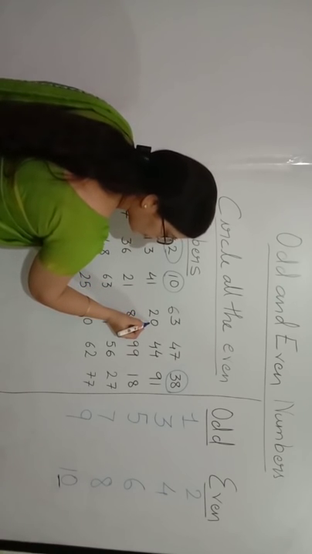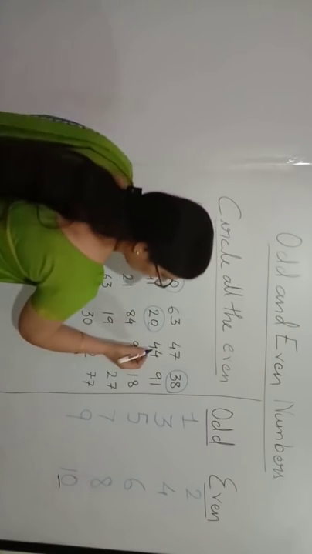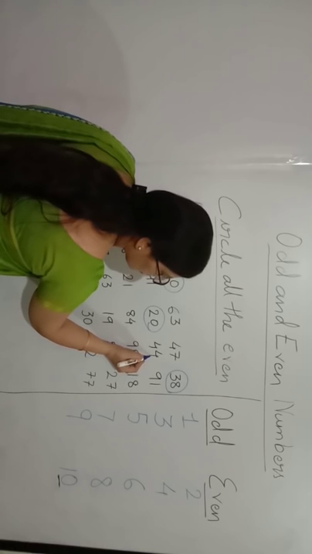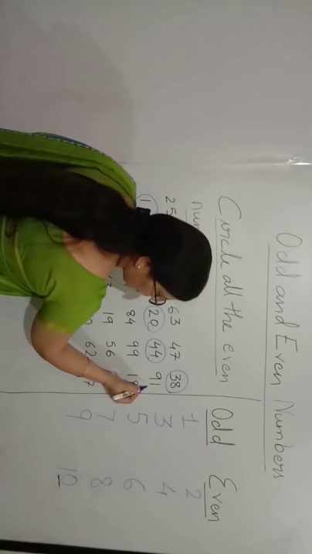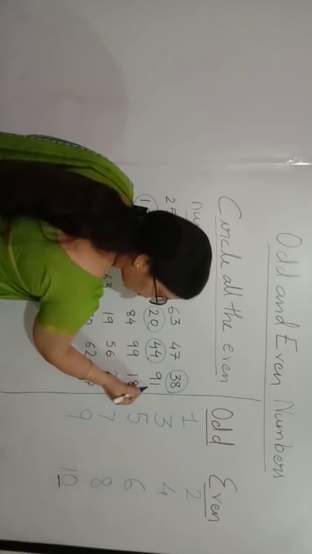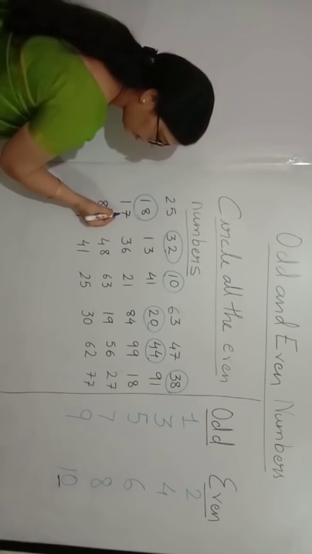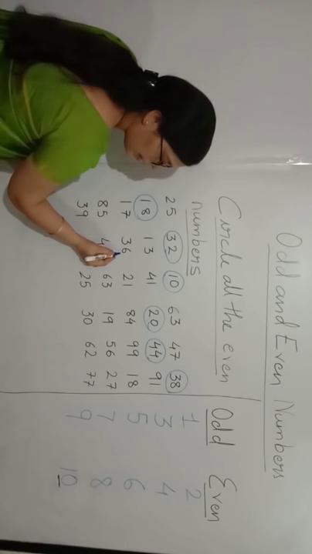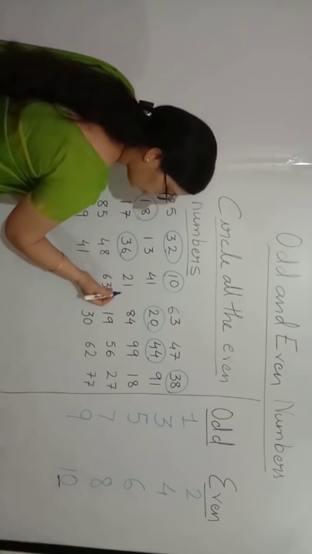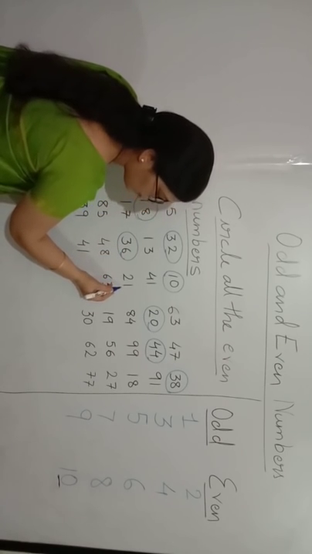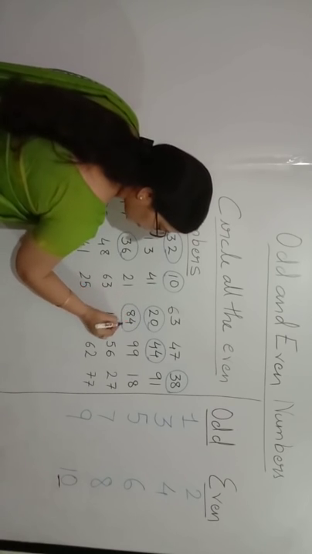Now 20, 0 is at ones place. So 20 is an even number. Next is 44. 4 is an even number, so circle 44. Then 91, the number ends with 1. 1 is an odd number. 17, 7 is an odd number. 36, the number ends with 6 and 6 is an even number. So 36 is also an even number. Now 21, the number ends with 1, it is an odd number. Then 84, the number ends with 4, it is an even number.